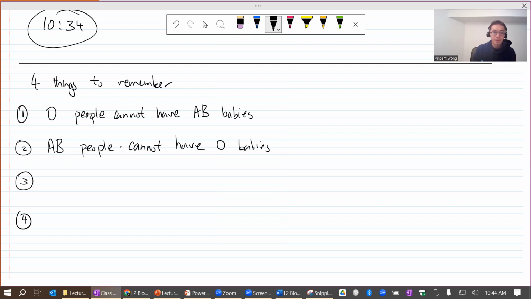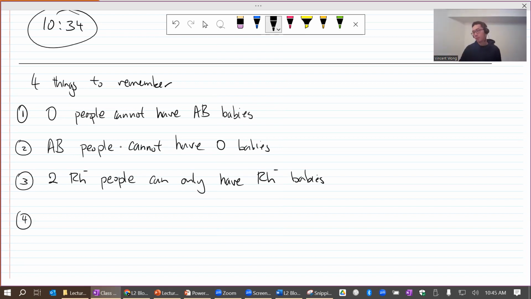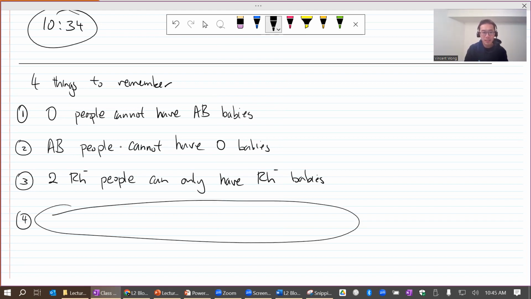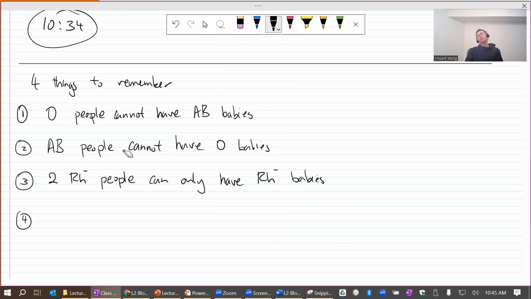So, 2 more. 2 Rh negative people can only have Rh negative babies. If you are negative, your spouse is negative, whole family is going to be negative, 100%. Can anybody give me a similar statement? 2 Rh positive can only have Rh positive babies. That's an interesting one.